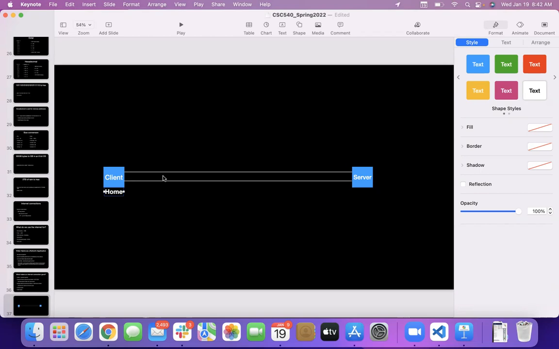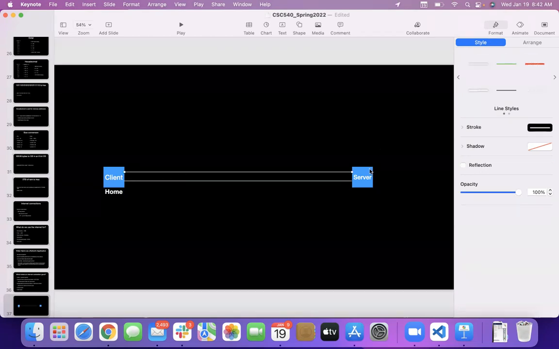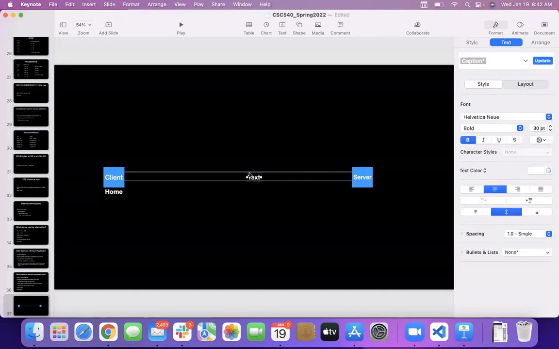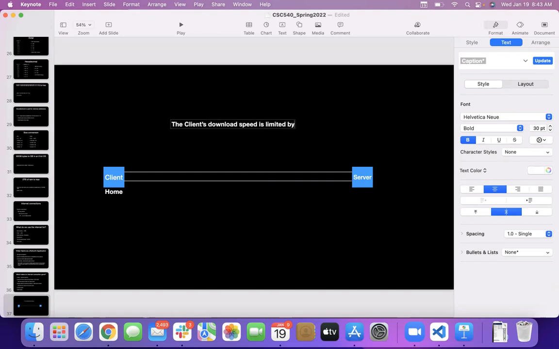All right. Now, when we talk about the communication between a client and a server, there's two channels. One is the upload channel, one is the download channel. All right. Now, if I am downloading, so I'll just add a statement here. The client's download speed is limited by the server's upload speed.